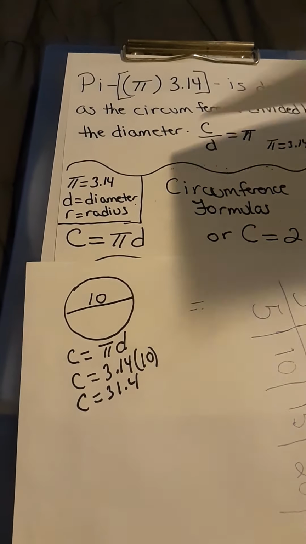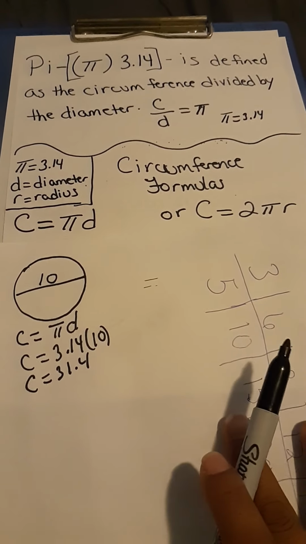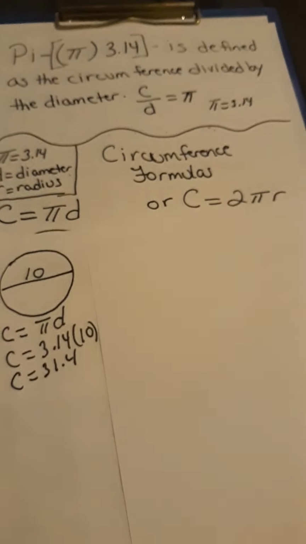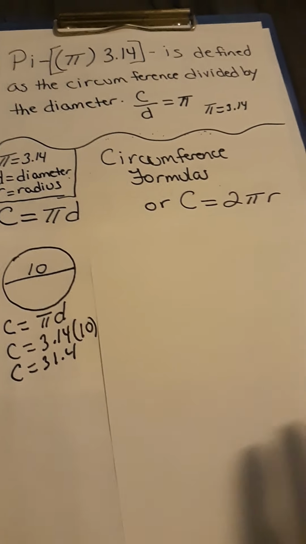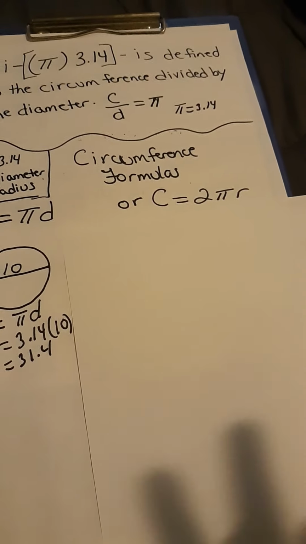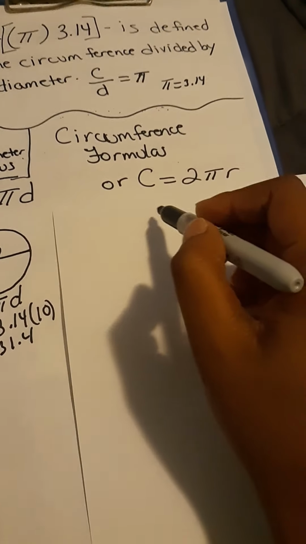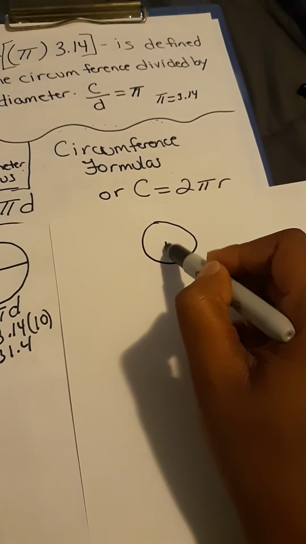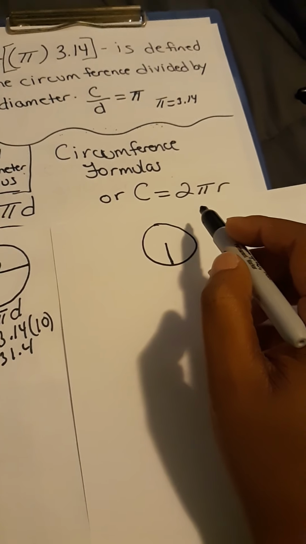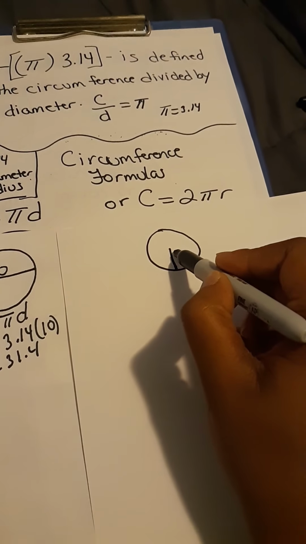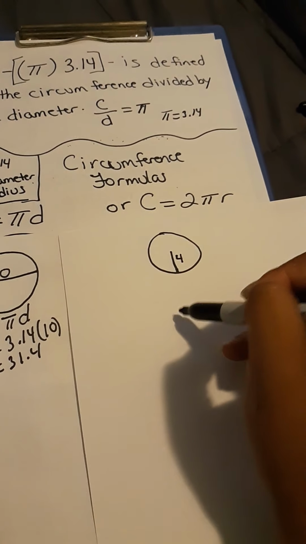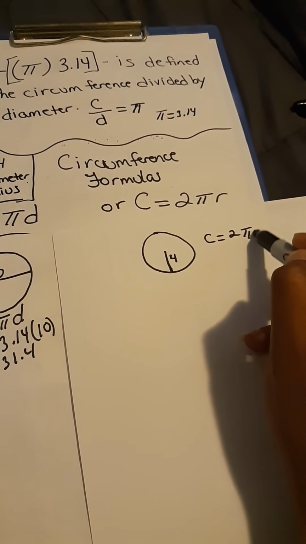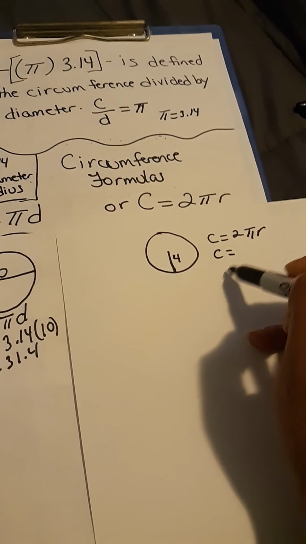Now, let's look at the second formula. The second formula says C equals 2 pi r. Remember, it takes two radii to make up a diameter. So let's say I have a circle, and they only give me a radius. And let's say, for instance, that our radius is 4. I'm going to use the formula C equals 2 pi r. And I'm going to fill in what I know.